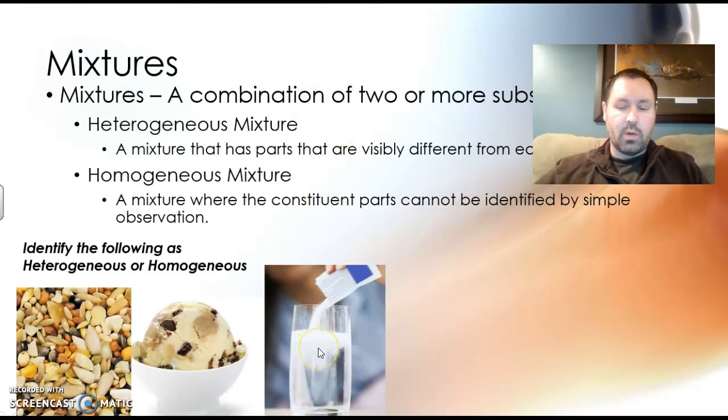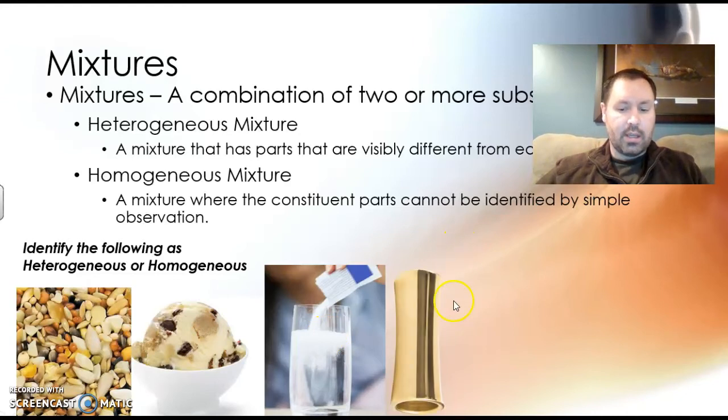How about sugar water? Right now, you would say it's heterogeneous, but once you mix it, can you see the sugar particles in the water? No, like iced tea, you can't. So it would be a homogeneous mixture in that case.